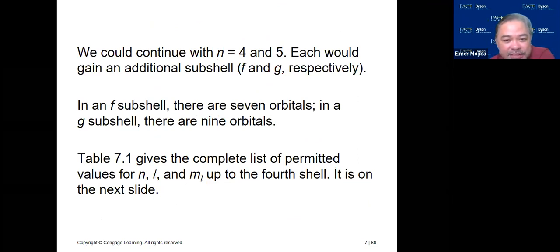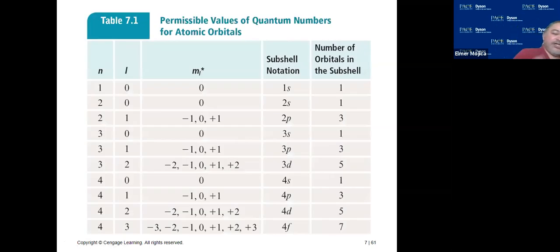So here, I put here the n is equals to 4 and 5. So in the F subshell, there are 7 orbitals. In a G subshell, which is very rare, I think it doesn't include in our Gen Chem, there are 9 orbitals. So if you're going to look at that stuff that we're talking about, this is what we have. As you're going to look at here, if we're going to look at the orbitals, we're going to designate them: 1s, 2s, 2p, 3s, 3p, 3d, 4s, 4p, 4d, 4f.